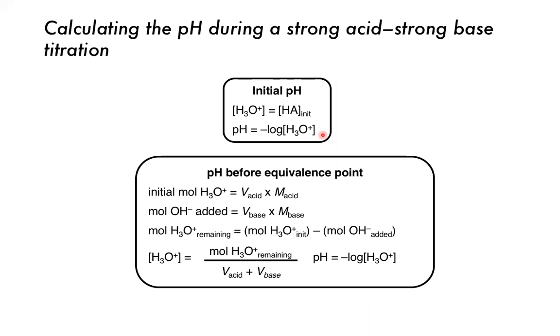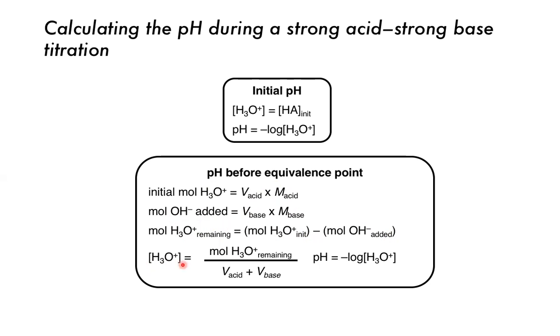The pH before the equivalence point is really based on the volumes and the concentrations of the different species involved. So we have initial moles of hydronium ion equal to the volume of the acid times the molarity of the acid, or the concentration of the acid. The moles of OH minus added is equal to the volume of the base added times the molarity, or the concentration, of the base solution. The moles of H3O plus remaining is equal to the moles of H3O plus initially present minus the moles of hydroxide added.